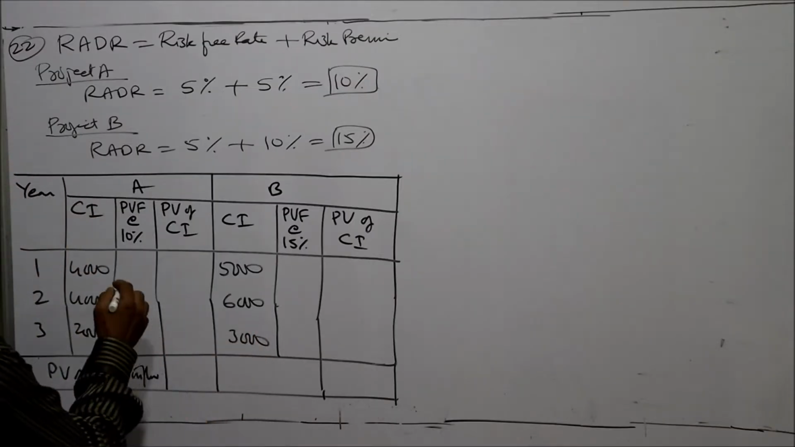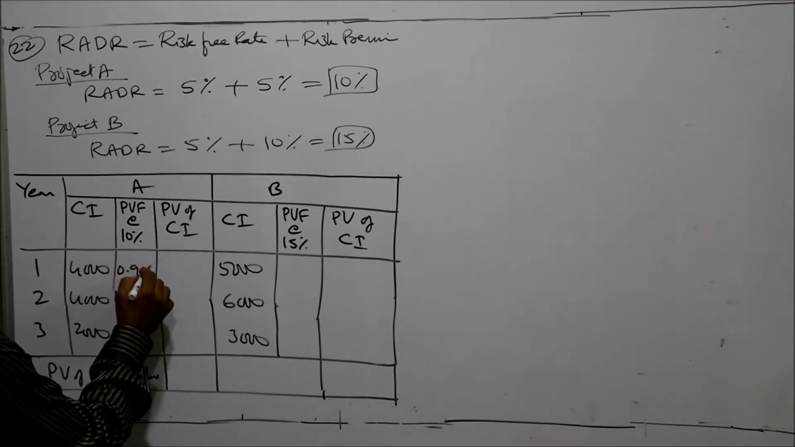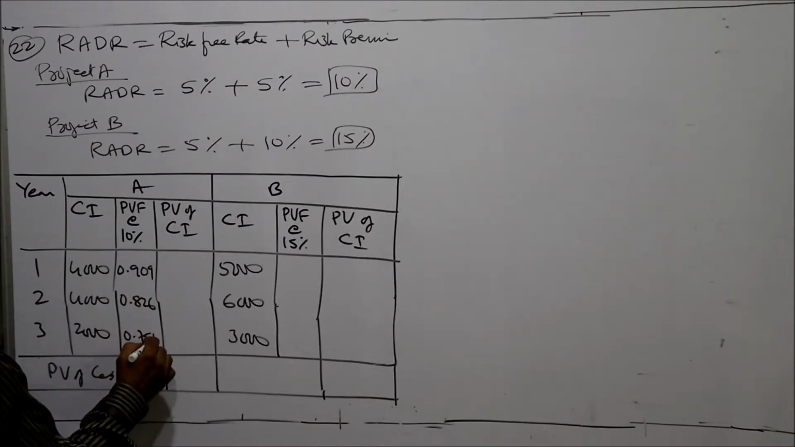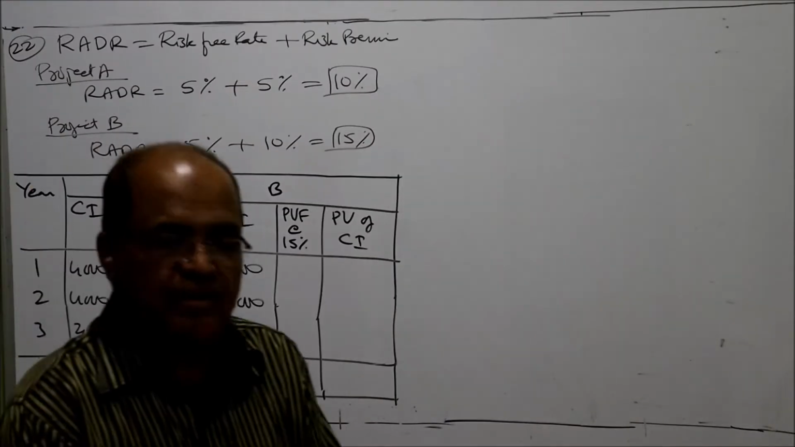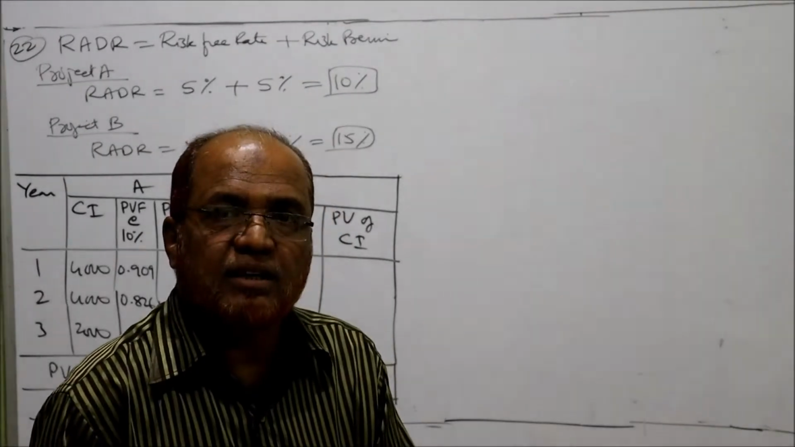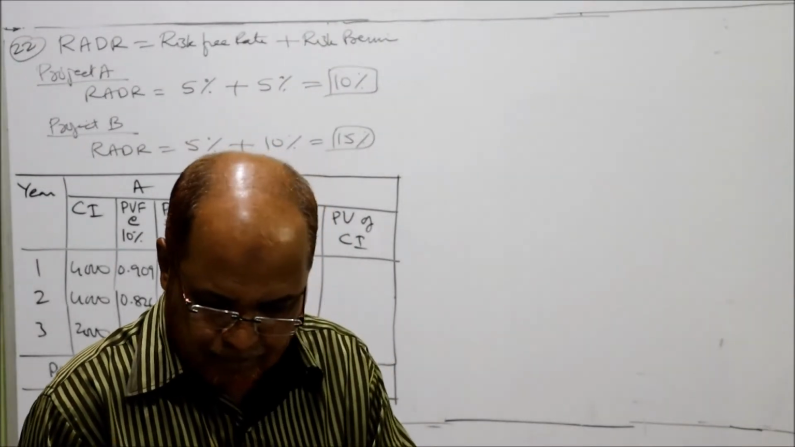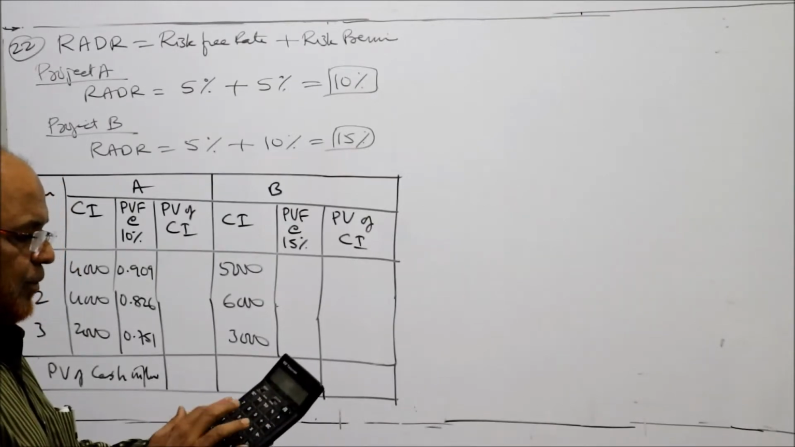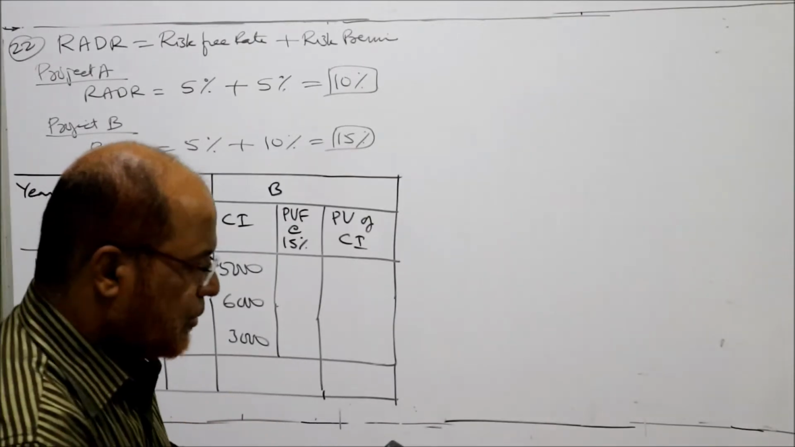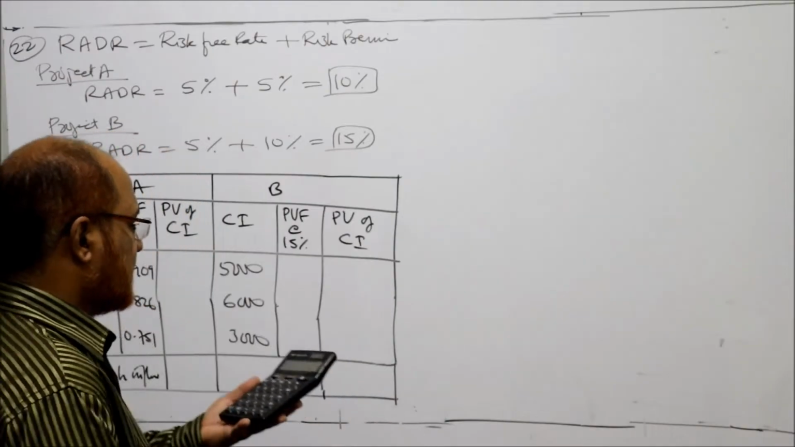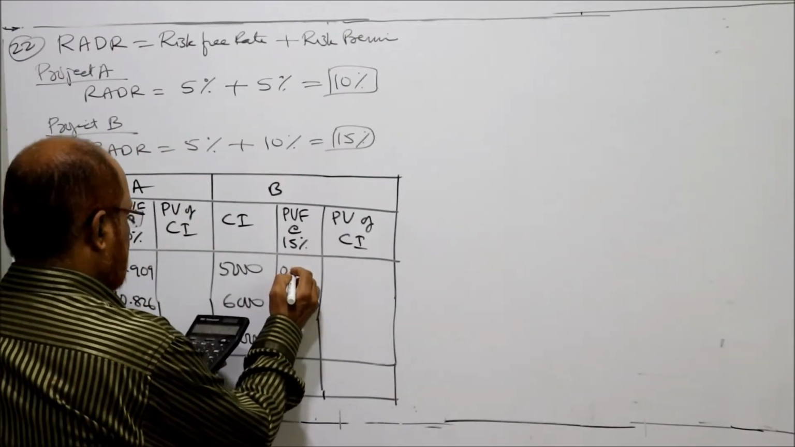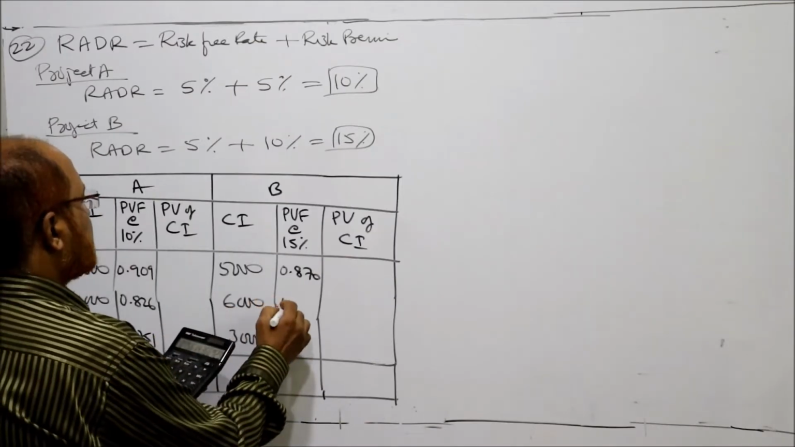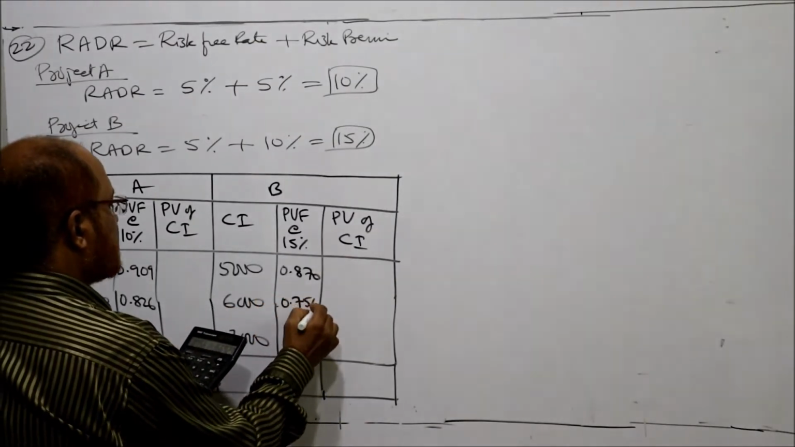Now discounting factor 10%: 0.909, 0.826, 0.751. These are the discount factors at 10%. Now we take the discount factors at 15%. 1 divided by 1.15 is equal to 0.869 or 0.870, 0.756, 0.658.